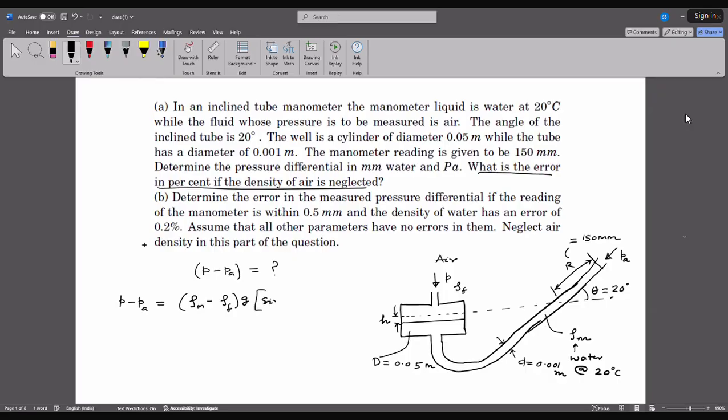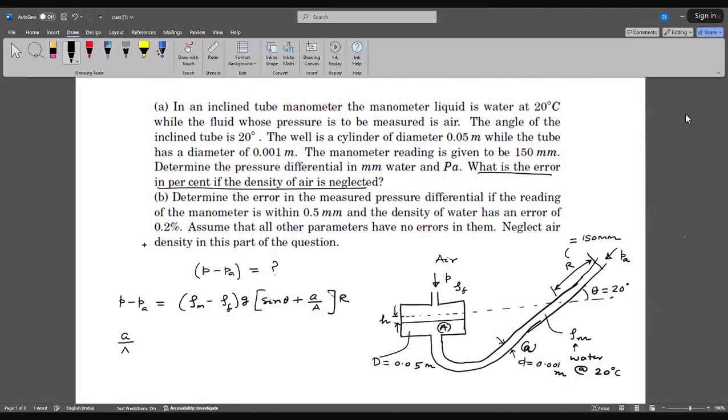into sine theta plus the area of cross section ratio, where this is small a and this is capital A, a by A, into R, the manometer reading. So first let us find out what is a by A.